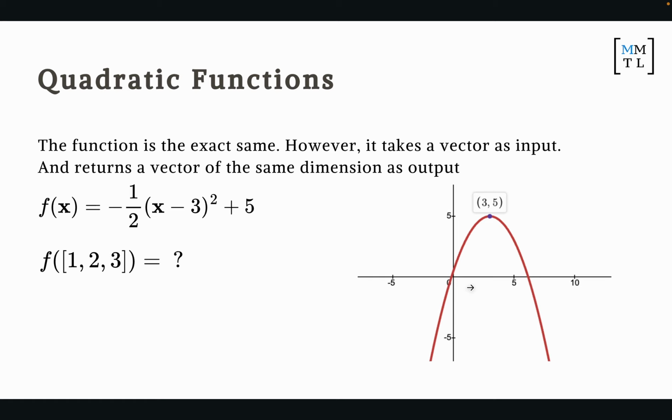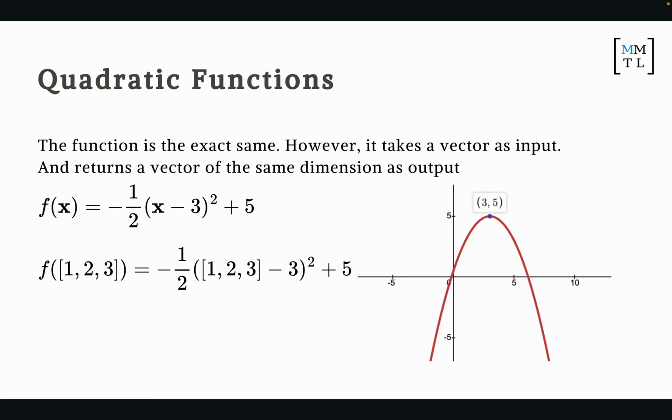So what is f of 1, 2, 3? So this looks a bit weird because what we're doing is that we're just replacing the bold x with the vector 1, 2, 3. So what's 1, 2, 3 subtracted by 3? Remember the numpy operations? So what's the new vector inside the bracket? Pass it along.